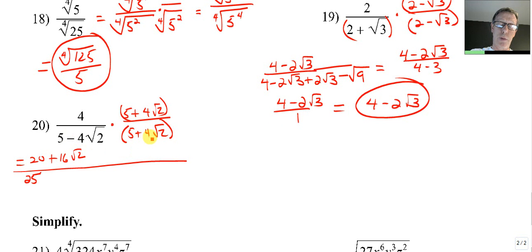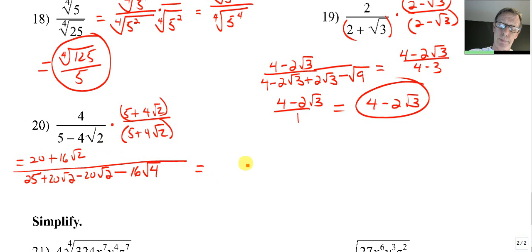5 times plus 4 times the square root of 2. Negative 4 times the square root of 2 times 5. And lastly, we'll have a minus and a plus, so that's going to be a minus. The 4 times the 4 is 16. And the square root of 2 times the square root of 2 would be the square root of 4.